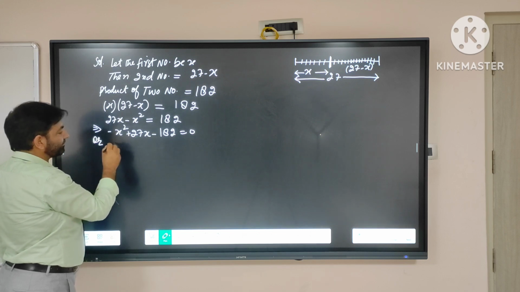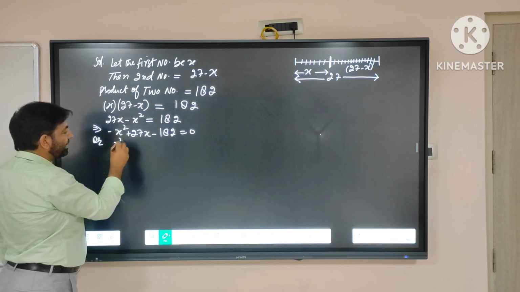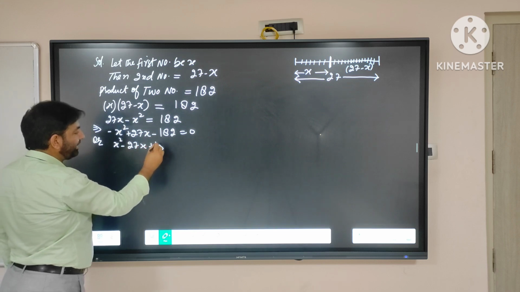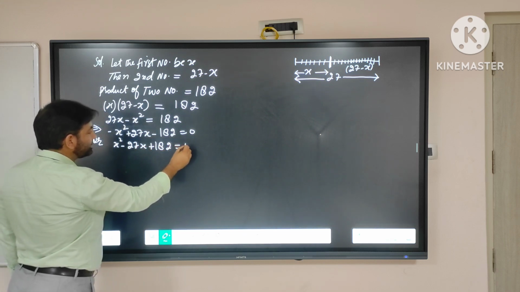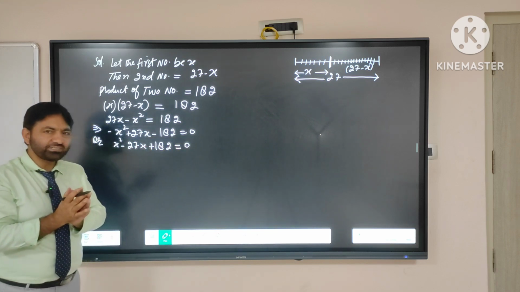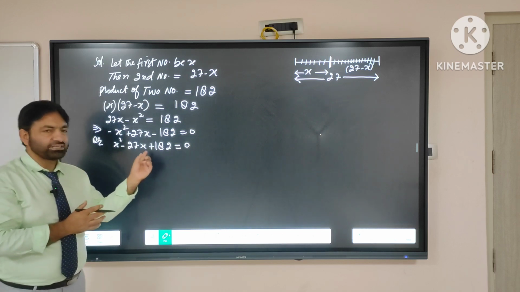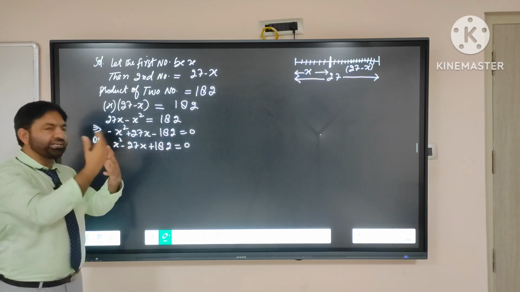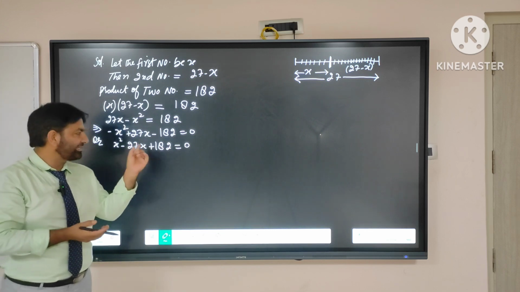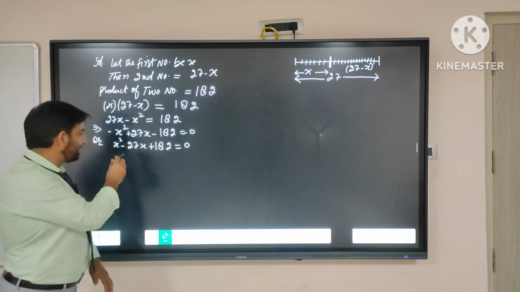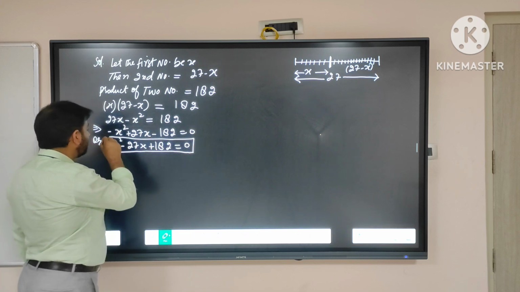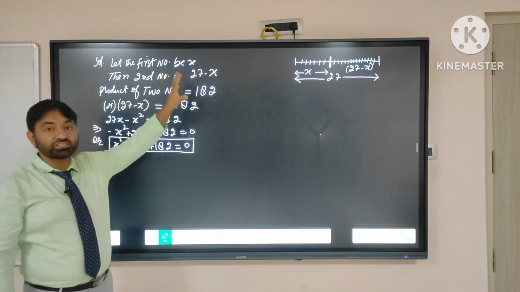So we can write it as x square minus 27x plus 182 is equal to 0. So when we solve this, we will get this equation. We can multiply it by minus, then transfer this minus sign, and we will get this equation. So this is the quadratic equation. We have made it from the given conditions.